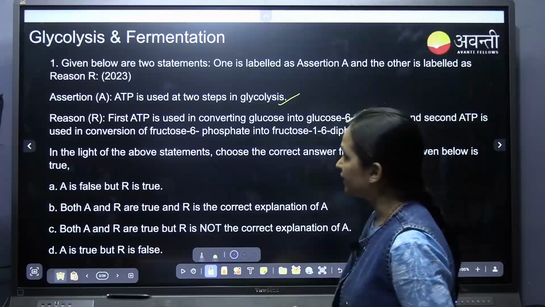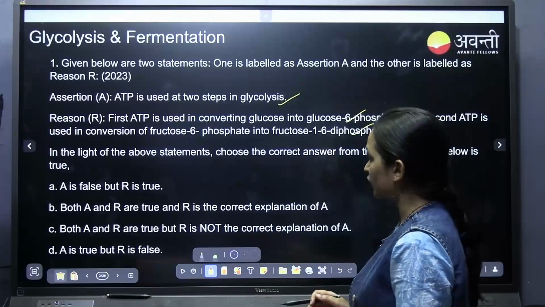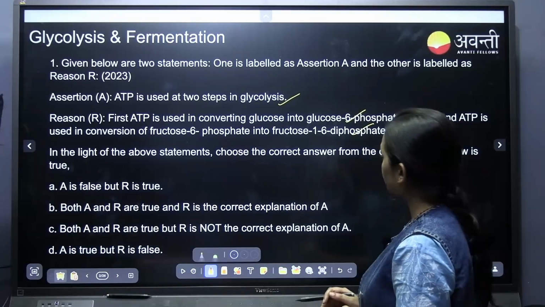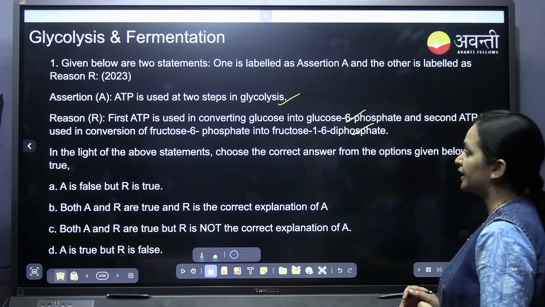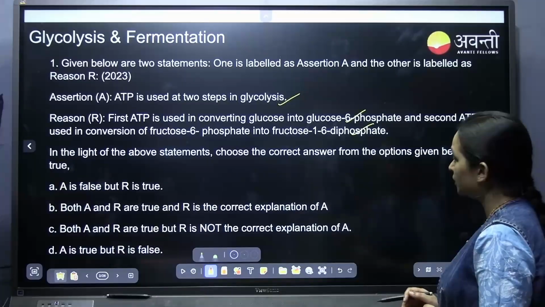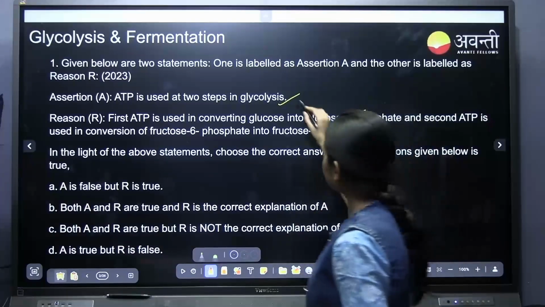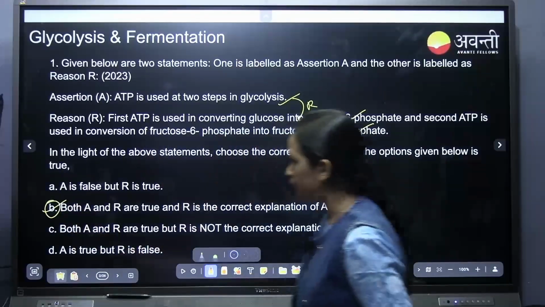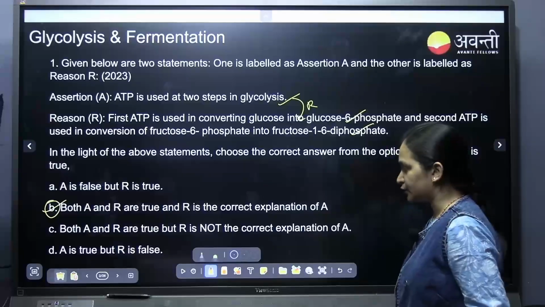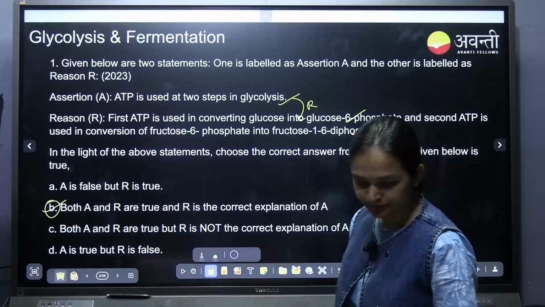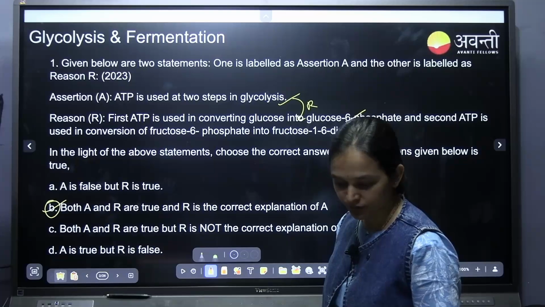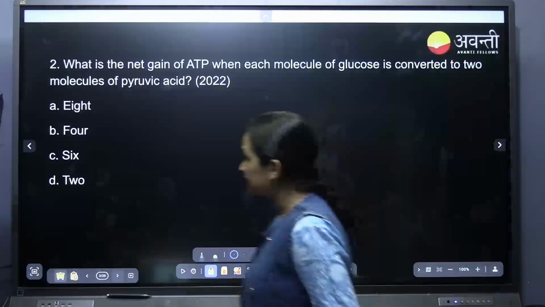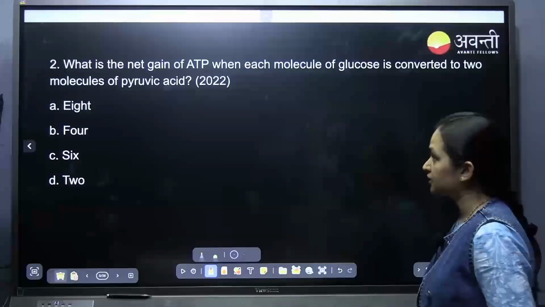So if we say ATP is used at two steps in glycolysis because first step is used in the conversion of glucose into glucose 6-phosphate and second ATP is used in conversion of fructose 6-phosphate into fructose 1,6-bisphosphate. Yes, this is actually the reason where it is using. So we can say B for Bombay is a correct answer. Both A and R are true and R is the correct explanation of A. Is it correct? Yes. So we will move on to the second question of today's.